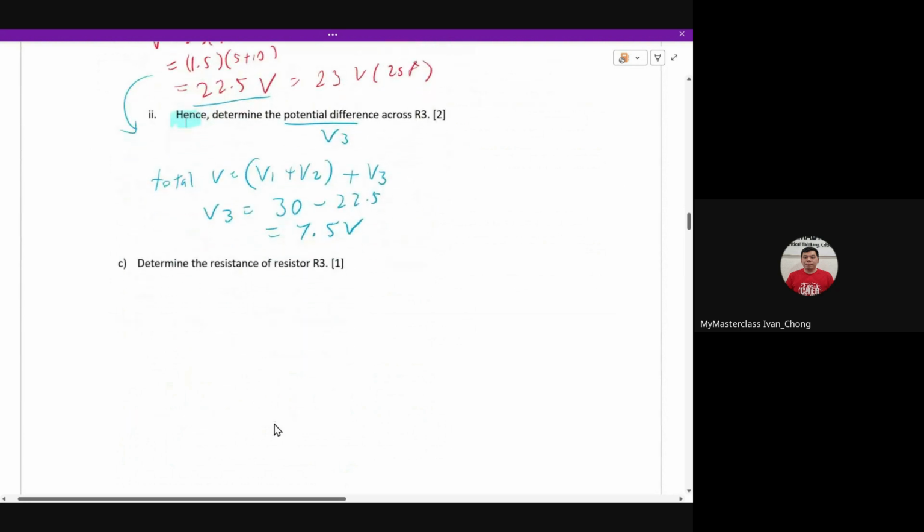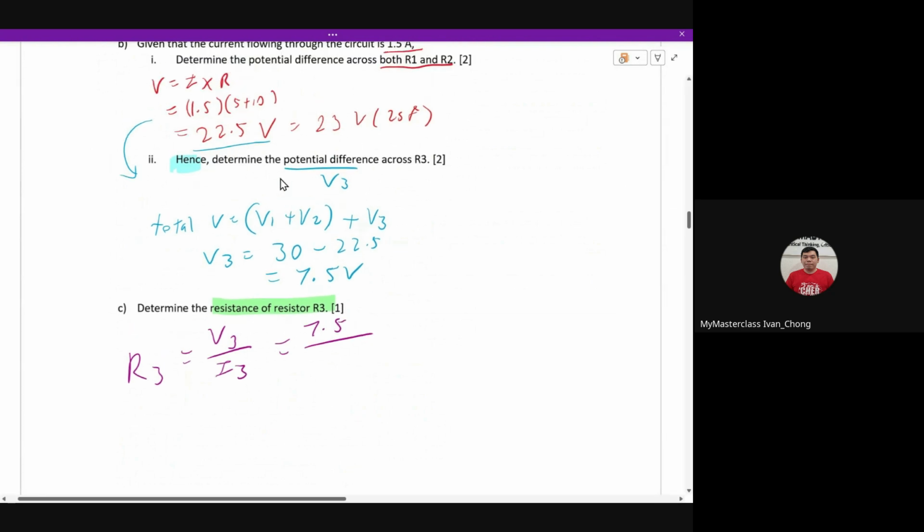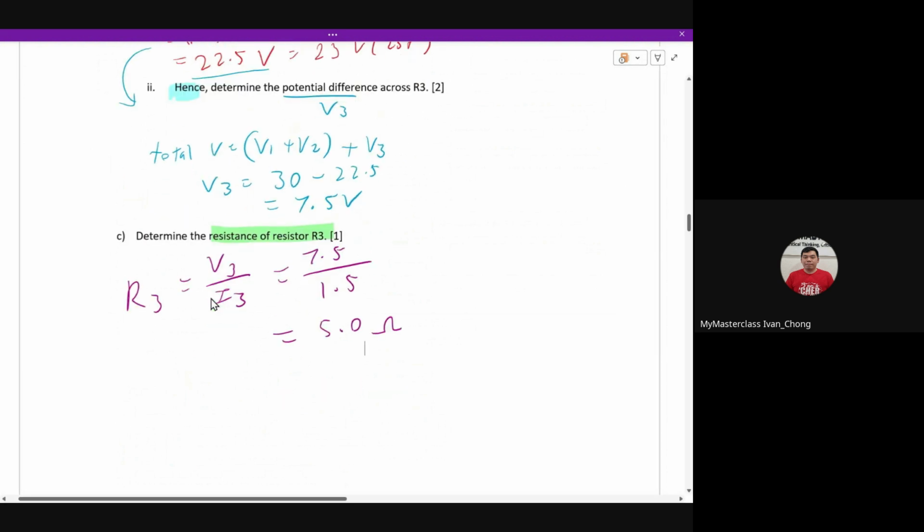Next, you want to find the resistance of R3. So R3 is V3 over I3. What's V3? Just found, it is 7.5. What's I3? We know it is a constant, it will be 1.5. So press the calculator and end up with 5.0. Because 2SF, we will keep it as 5.0 ohms. So this is the answer.